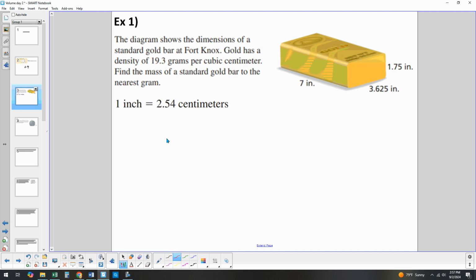So if 1 inch equals 2.54 centimeters, we can multiply the 7 by 2.54 to get 17.78 centimeters. We can multiply the 3.625 by 2.54 to get 9.2075 centimeters. And we can multiply the 1.75 by 2.54 to get 4.445 centimeters.